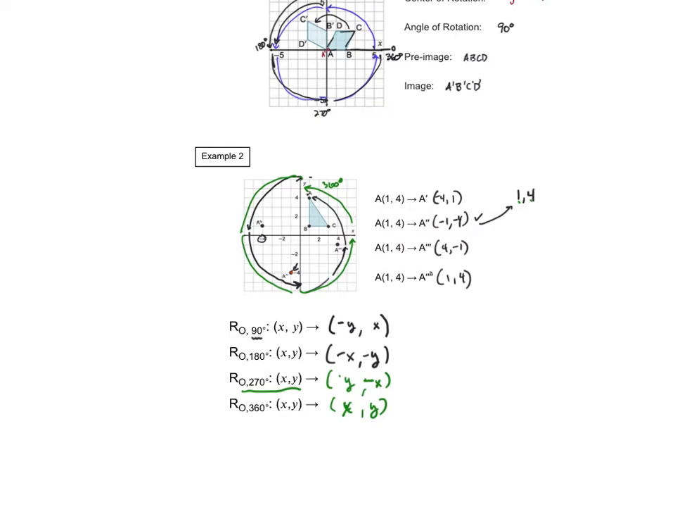And of course, rotating about the origin 360 degrees puts you right back where you started. So your x, y simply becomes your x, y. And there's, again, these mapping rules as we fill them in.